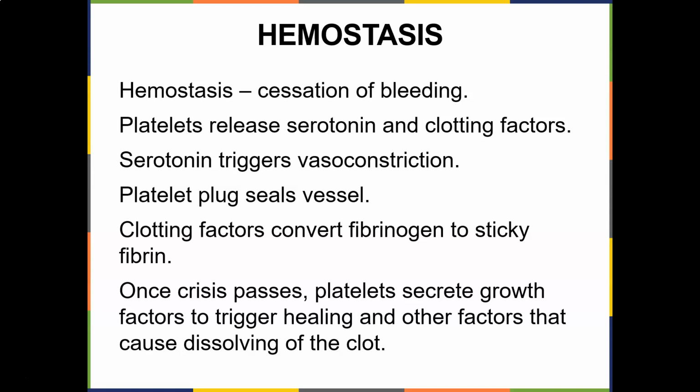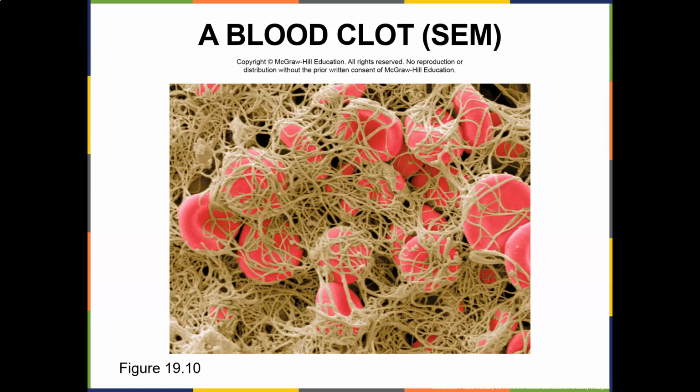Now, platelets release serotonin and clotting factors. Serotonin triggers vasoconstriction. Platelet plug seals the vessel. Clotting factors convert fibrinogen to the sticky fibrin. And once the crisis passes, platelets secrete growth factors to trigger healing and other factors that cause dissolving of the clot. So here's a blood clot. Scanning electron microscope.